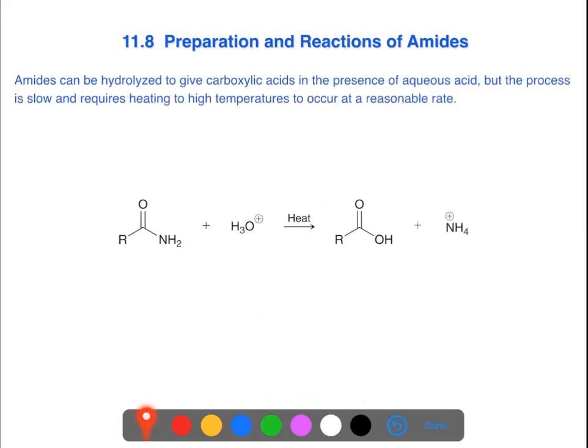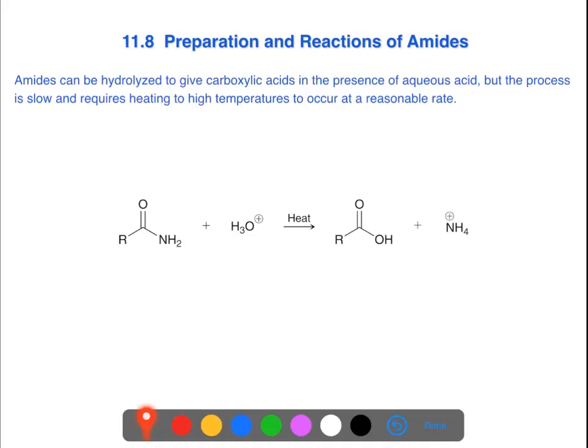Now let's look at some of the reactions of amides. Similar to Fischer esterification and the acid-catalyzed hydration of esters to carboxylic acids, amides can also be hydrolyzed to give carboxylic acids in the presence of an aqueous acid. However, this process is quite slow and generally requires heating to high temperatures to occur at a reasonable rate.